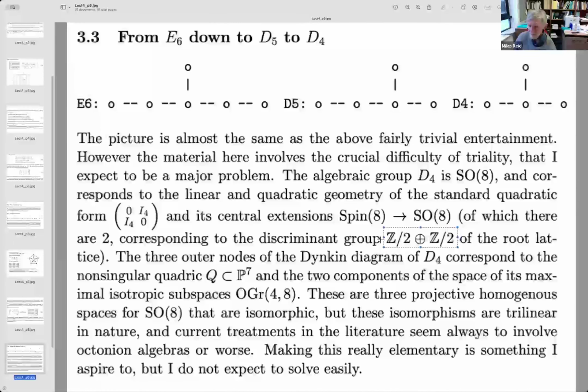I'm just saying, the orthogonal groups corresponding to D2n and to D2n plus 1 have a completely different nature. The Clifford algebra, the spinor structure of them, are different. And this D4 is even crazier than that.